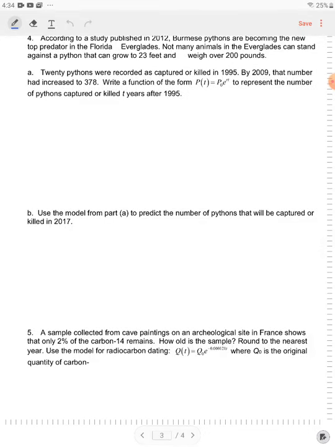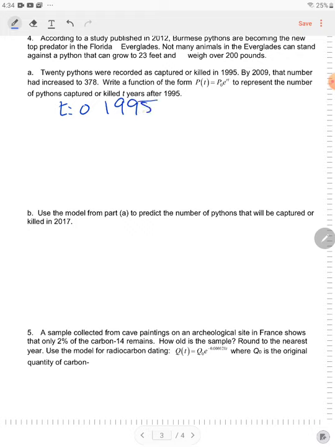According to a study published in 2012, Burmese pythons are becoming the new top predator in the Florida Everglades. Not many animals can stand against these pythons who grow to be 23 feet and weigh over 200 pounds. Okay, 20 pythons were recorded as captured or killed in 1995. So at t equals 0, we're going to say the year is 1995.